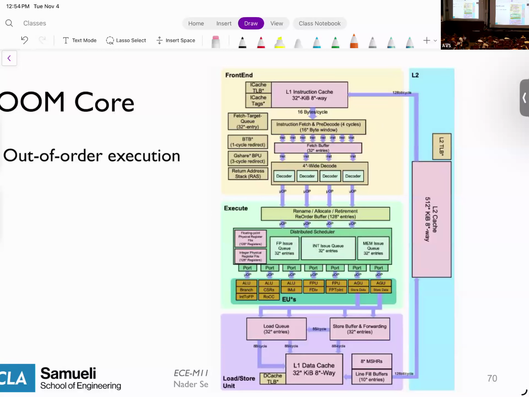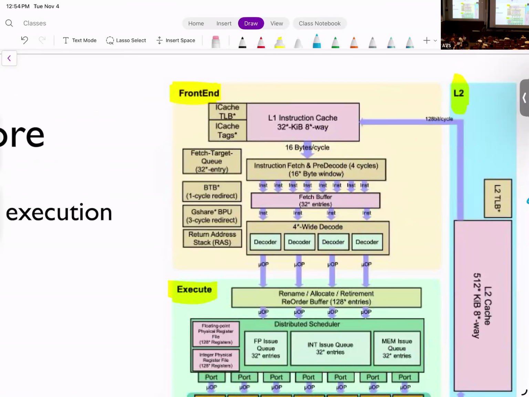I just wanted to show you all the things that you've learned and how they're connected. As you can see, it has a front end, it has the execution or back end, and it has the load store unit. This is your cache. We still haven't talked about the cache and TLBs. So this part you haven't understood yet. But these parts you know pretty well.